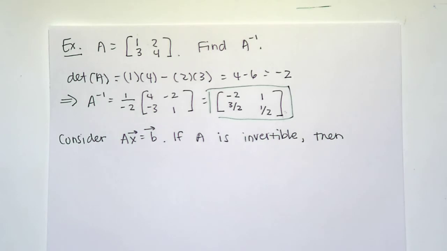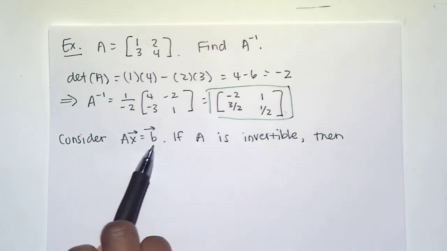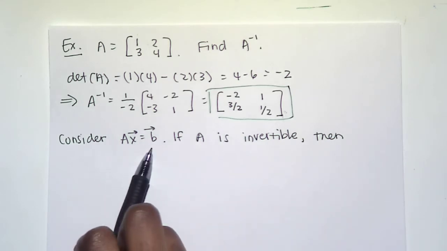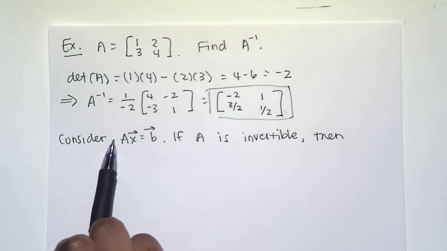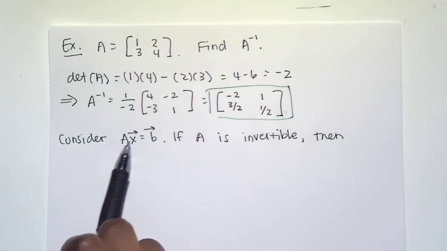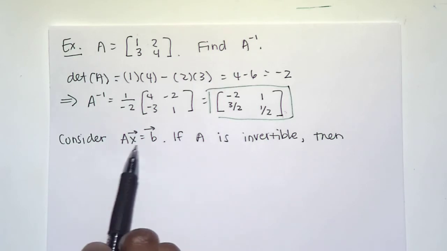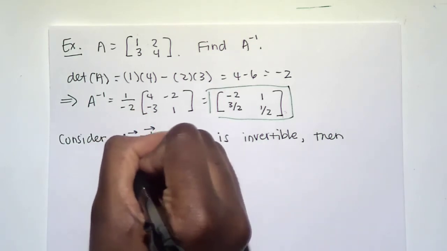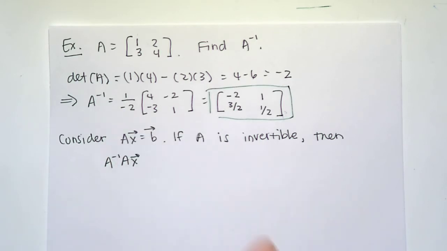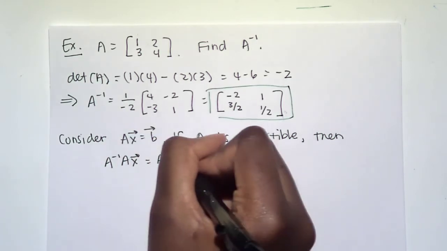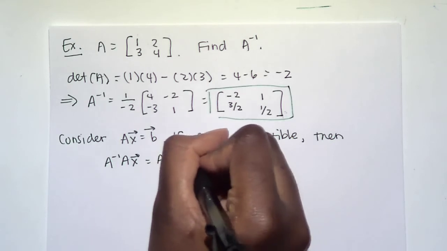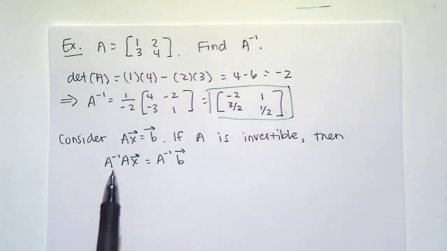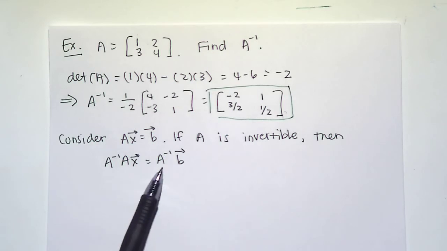Then what can we do? Well, the first thing I'm going to do is work with this equation AX equals B, and I'm actually going to multiply by A inverse on both sides. So we still have an equivalent expression. So I'm going to say A inverse times A times X equals A inverse times B. Remember, order matters. If I'm going to multiply on the left on this side, I have to multiply on the left on this side.